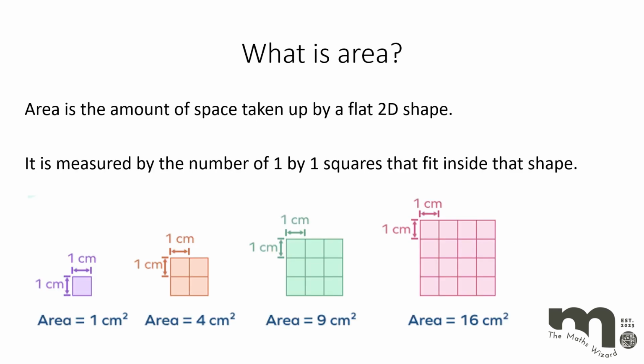So first of all, what actually is area? Area is the amount of space taken up by a flat 2D shape. I've got a nice little picture to illustrate this as well. It's measured by the number of 1 by 1 squares that fit inside that shape. That could be squares that are 1 centimeter by 1 centimeter, as we can see in these four diagrams, or it could be 1 meter by 1 meter, which you might use if you were trying to find the area of a room or a much larger space. So that's essentially what area is a measurement of: how many squares fit inside a shape.